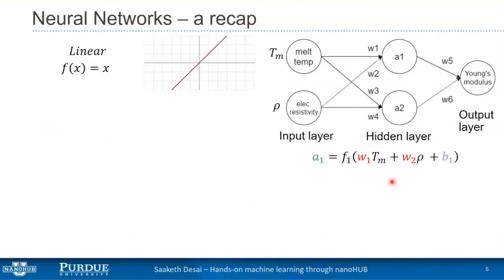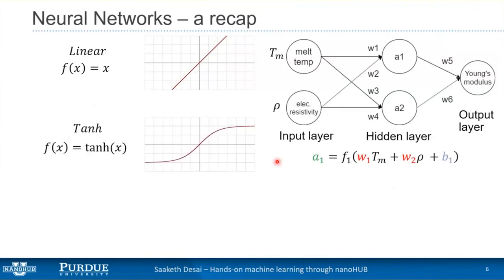The simplest activation function is the one that does nothing. It just takes in the input and spits out the same output. So it's a linear activation function. The second activation function that we can look at is the hyperbolic tangent, or the tanh, which takes in the inputs and squishes them such that they're always between -1 and 1.